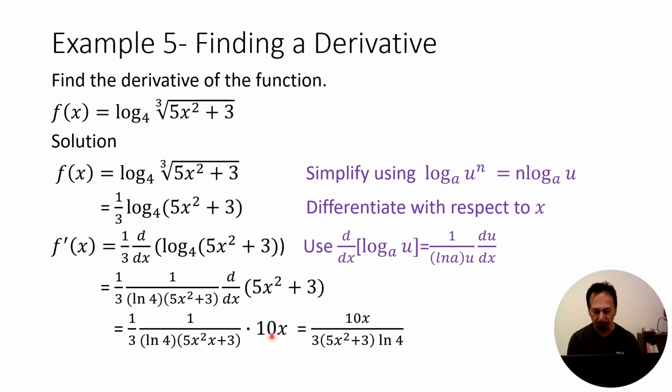So now we simplify it: 1 times 10x will be 10x over 3 times 5x squared plus 3 times natural log of 4. So we put the natural log at the end, and that's the answer to example 5.